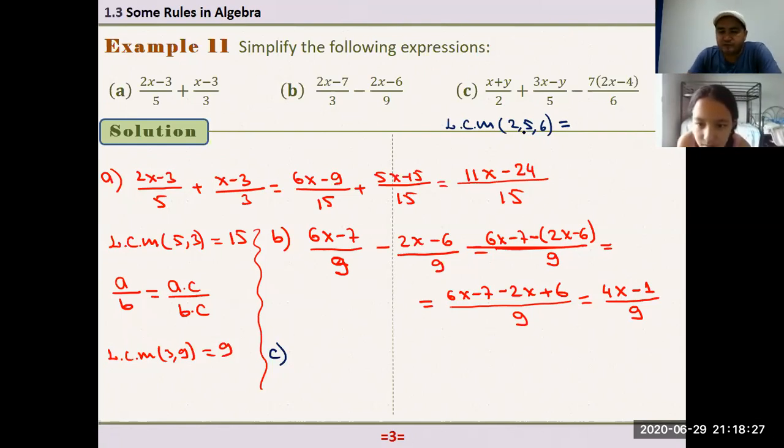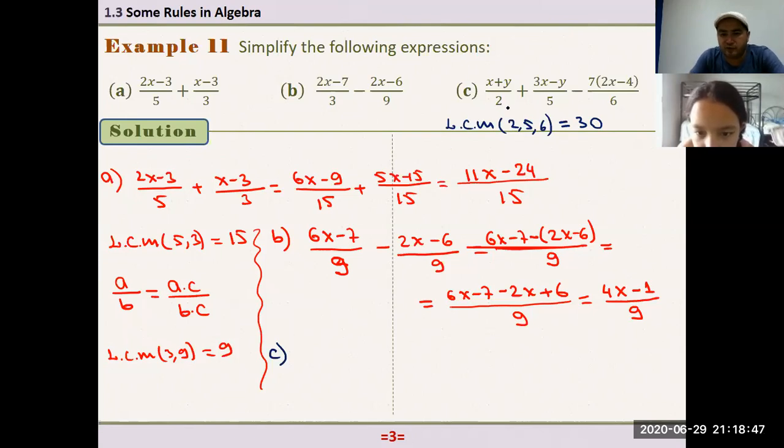Not 5. 5 times 2 is 10, not 10. 15, no. 20, no. 25, no. 30. Right? 30 is divisible by 2, by 5, by 6. So the least common multiple of 2, 5, 6 is 30. So here I need to get 30 here.